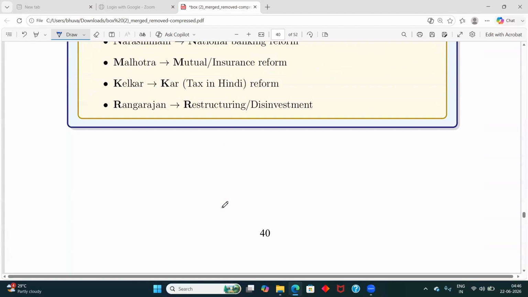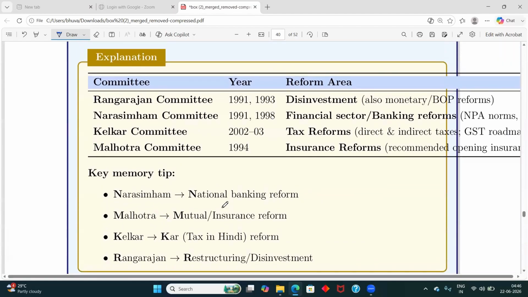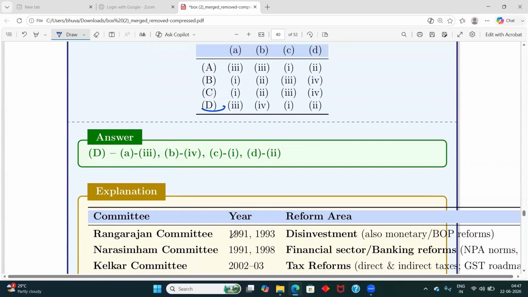Kelkar Committee came in 2002 and 2003 for tax reform, direct and indirect tax, and also the roadmap for the fiscal deficit to GDP came into the picture in 2002 and 2003. Malhotra Committee came in 1994 for insurance reforms, recommended opening up insurance. Key tips for exam perspective: Narasimham, banking reform; Malhotra, insurance reform; Kelkar, K for taxation reform; and Rangarajan, restructuring, disinvestment. So the correct option is D.